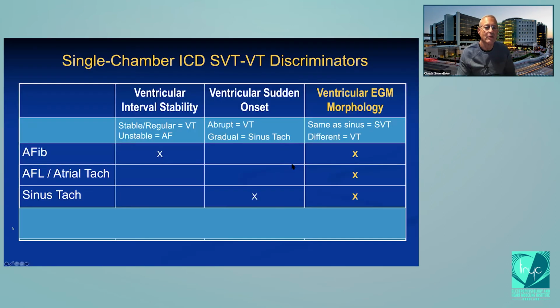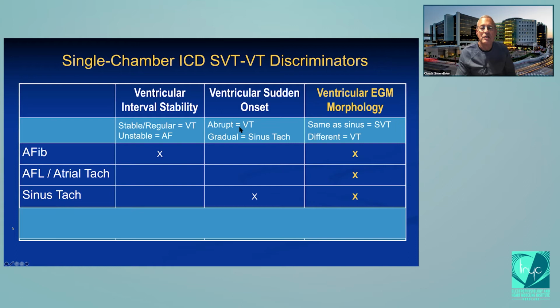Okay, what happens when we click? So what are the single chamber discriminators used in SVT discrimination? Well, without spending too much time on details, one is a regularity criterion, which for whatever reason is called interval stability as opposed to regularity. That is, are the intervals regular? It doesn't have anything to do with hemodynamic stability. And a stable or regular rhythm would be monomorphic VT, and an irregular rhythm would be AFib.